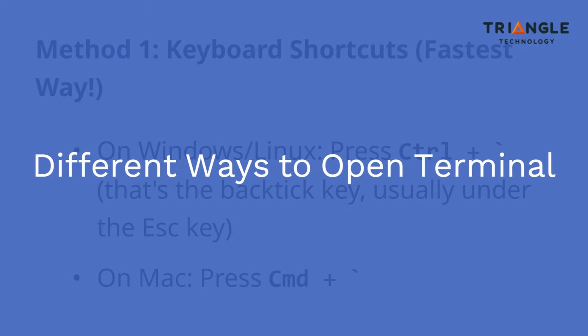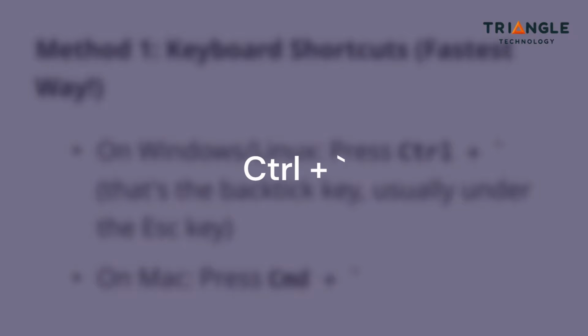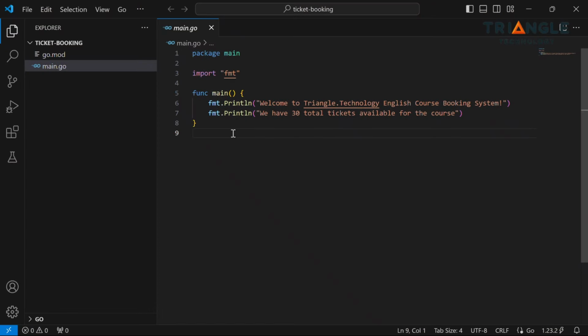Different ways to open terminal. Opening the integrated terminal in VS Code. Method 1, keyboard shortcuts, the fastest way. On Windows or Linux, press Ctrl plus backtick. That's the backtick key, usually under the ESC key. On Mac, press Cmd plus backtick.